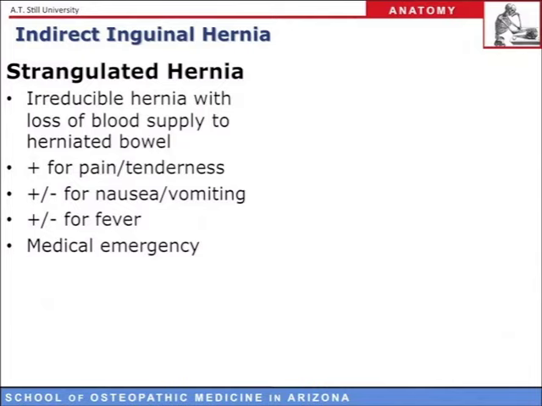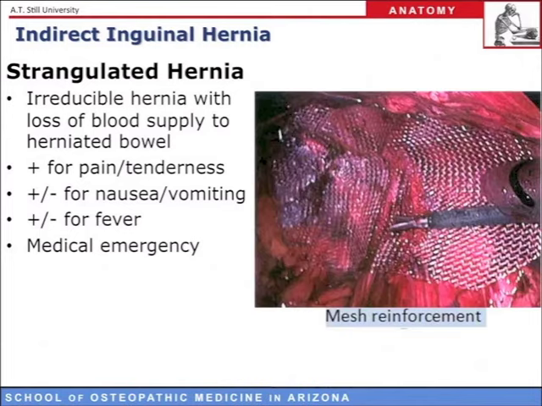A strangulated hernia would be one that's irreducible, and it has also then lost its blood supply to that herniated portion of the bowel. And this is going to be positive for pain and tenderness. You may or may not have nausea and vomiting associated with the bowel obstruction, and you may or may not have fever. But a strangulated hernia is a medical emergency and will lead to a hernia surgery. A lot of these are done laparoscopically now, in which a piece of mesh reinforcement, either made out of polypropylene or Gore-Tex or some other fancy material, is placed across the herniation.